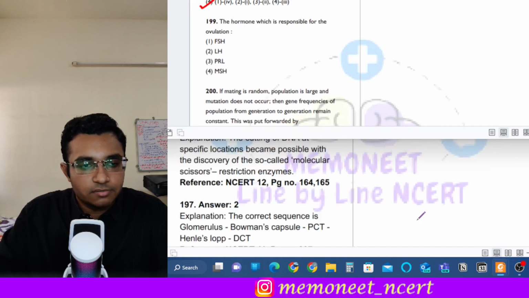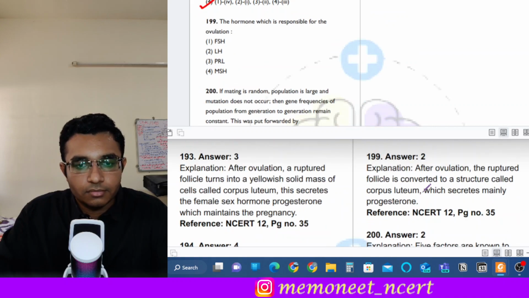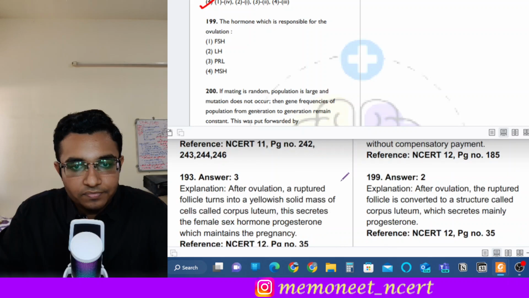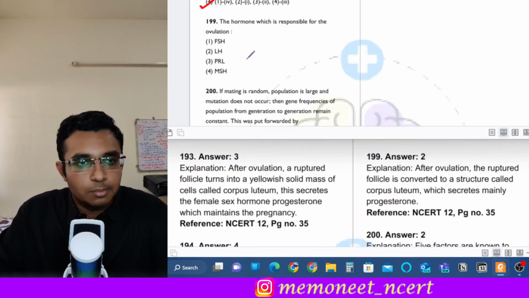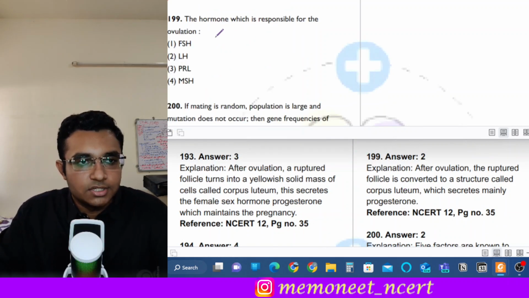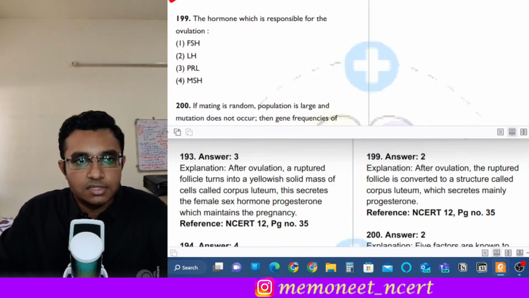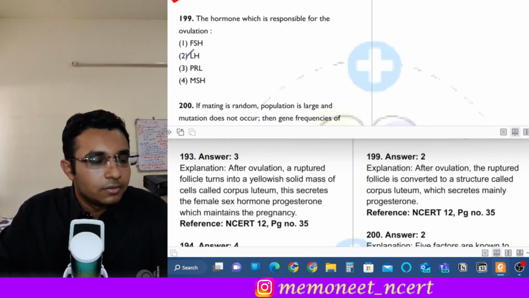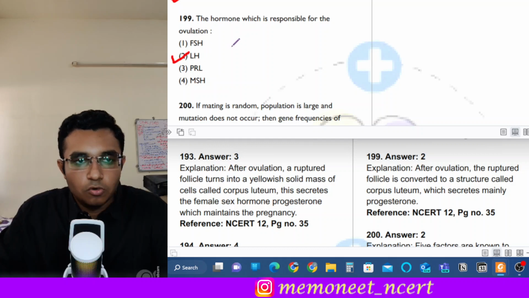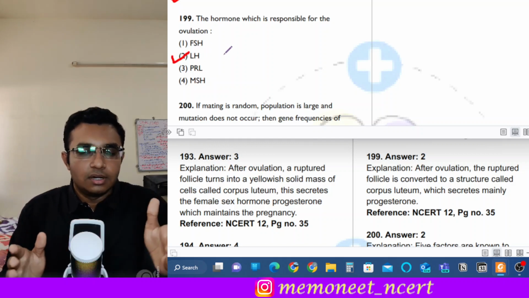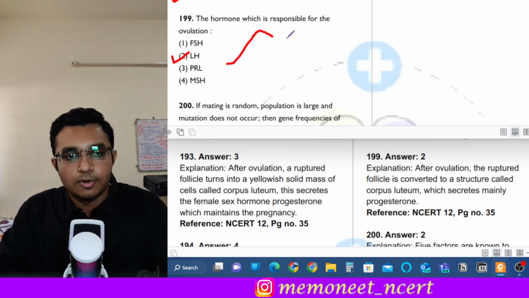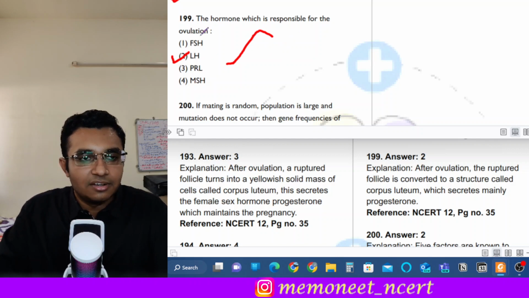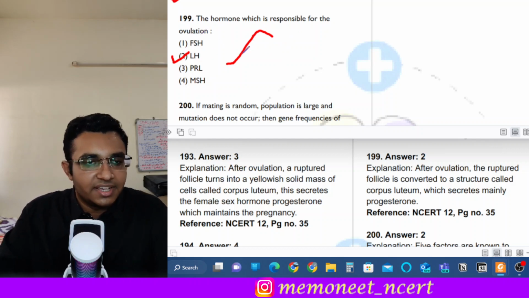The next question is question 199. The hormone which is responsible for ovulation. Okay, so which of the following hormone is responsible for ovulation? As you know, the LH surge causes ovulation. Okay, before the ovulation there is an LH surge, there is a peak in the level of LH, and this LH surge is responsible for ovulation. So the correct answer will be option 2, that is LH, luteinizing hormone.